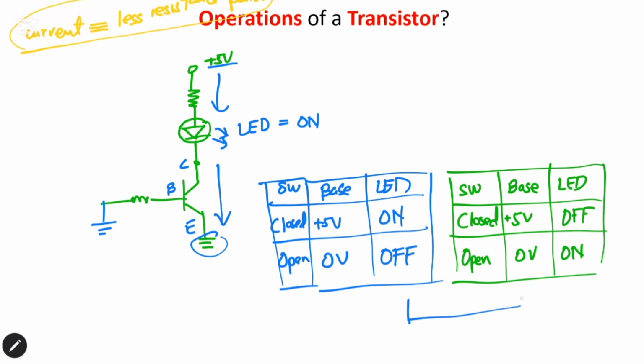So can you see the difference between the operation that we discussed? The difference between the two is in regards to the circuit connection. So 2 sets of different connections were discussed. So I believe you will understand how a transistor operates.